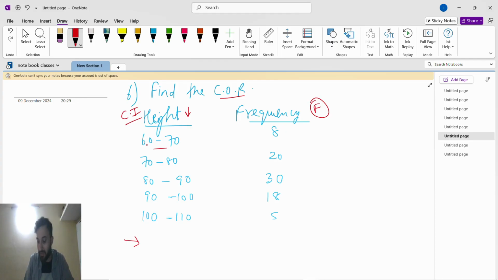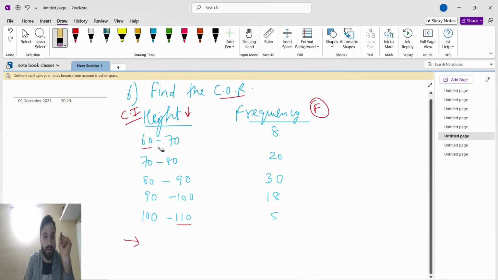So class interval is, guys, see, 60 to 70. Now you are in a dilemma. The class interval is 60 to 70, so is 70 the highest observation and 60 the lowest observation? No. See, the class interval starts from 60 and it is continuous: 60 to 70, 70 to 80, 80 to 90, 90 to 100, 100 to 110. It started at 60 and it ended at 110.